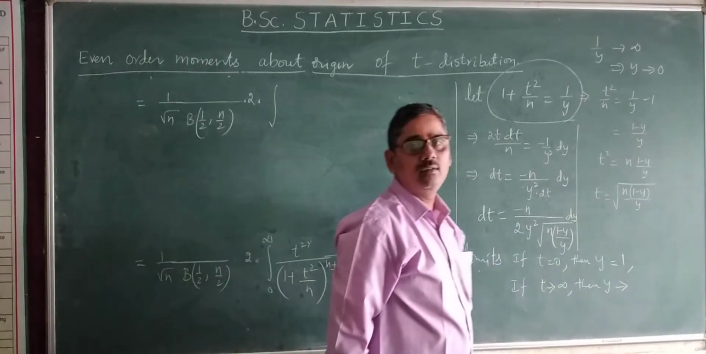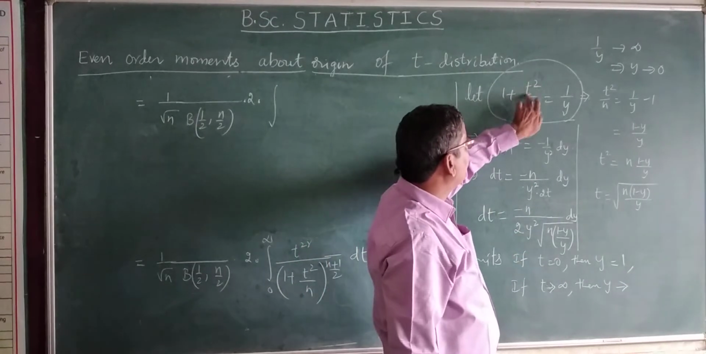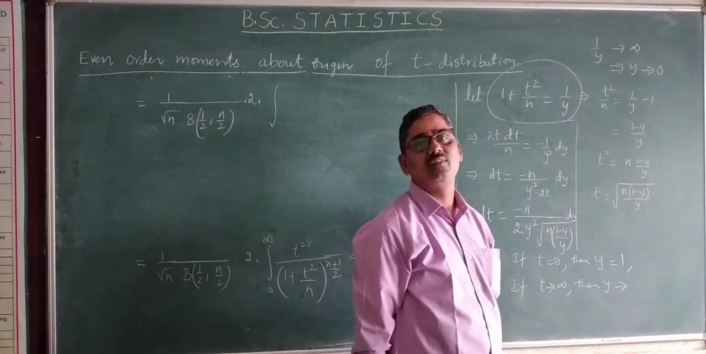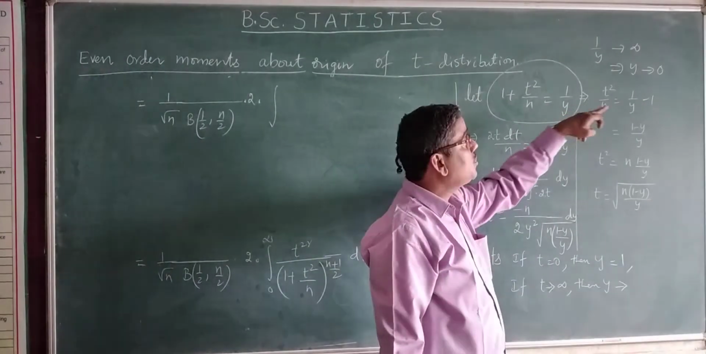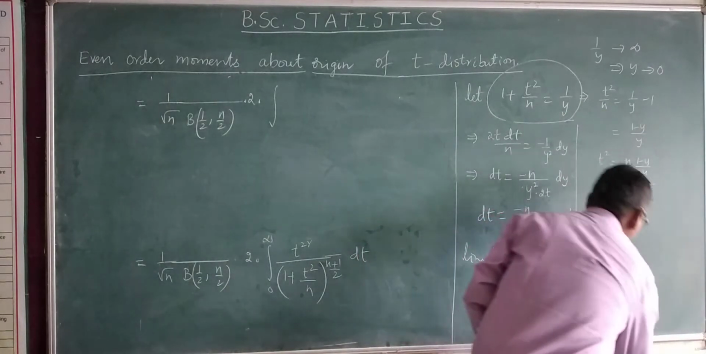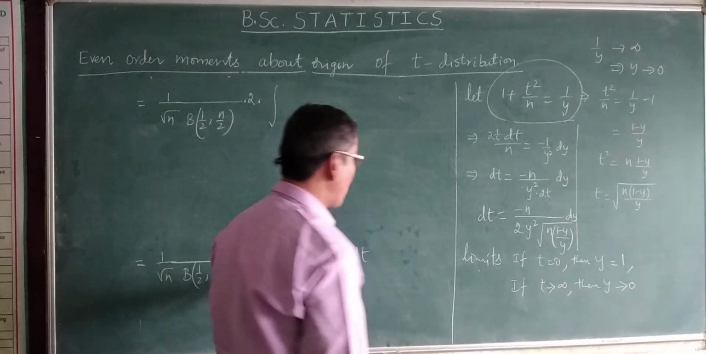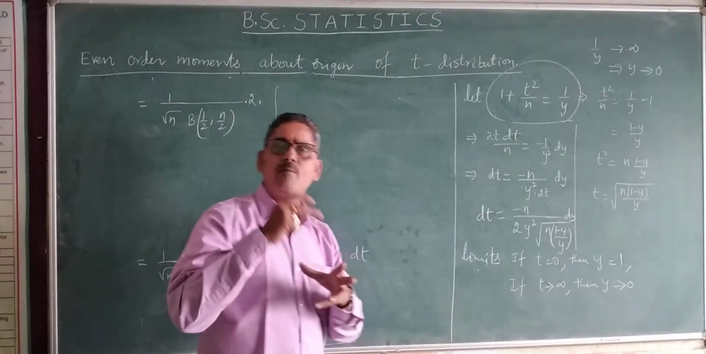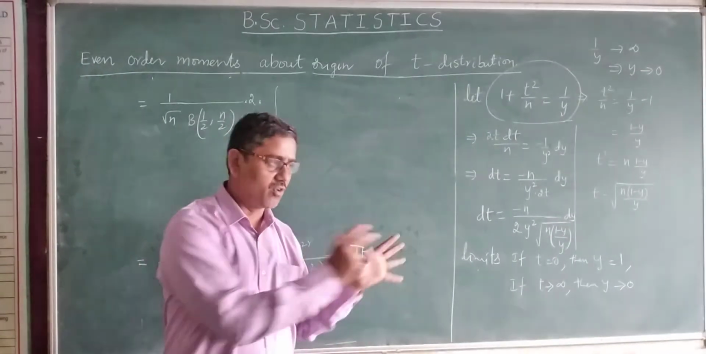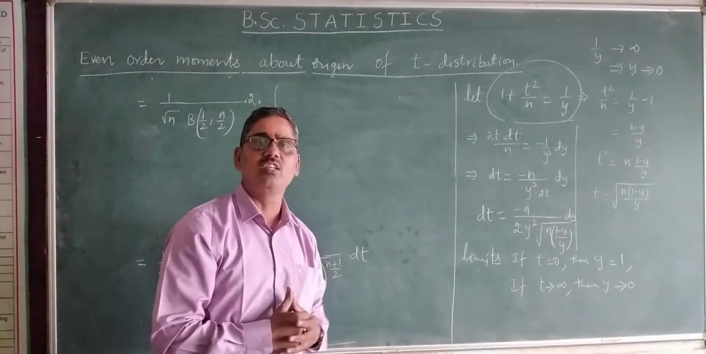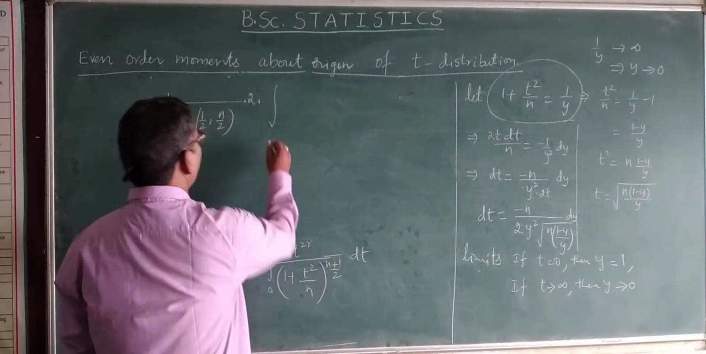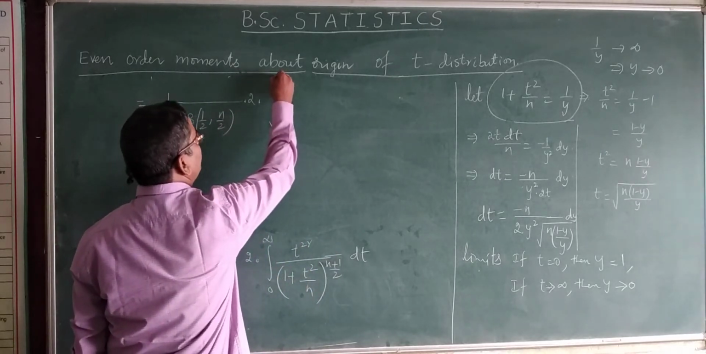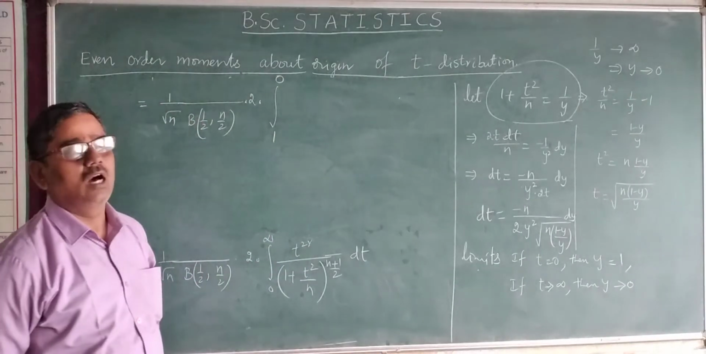You understand that? If t is infinity, this entire term is infinity. If 1 by y tends to infinity, then y tends to 0. So y is equal to 0. The lower limit is 1 for y and the upper limit is 0. Of course, it will change, we got the values in this fashion. Definitely it will change, right? So no problem. Therefore, if t is equal to 0, y is equal to 1, and if t is equal to infinity, y is equal to 0. These are the values of the limits.